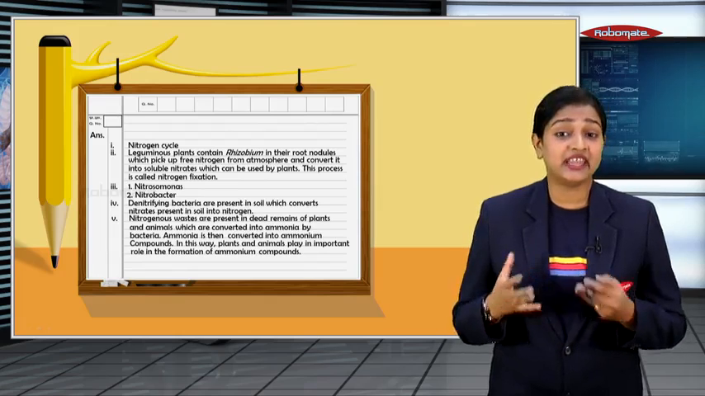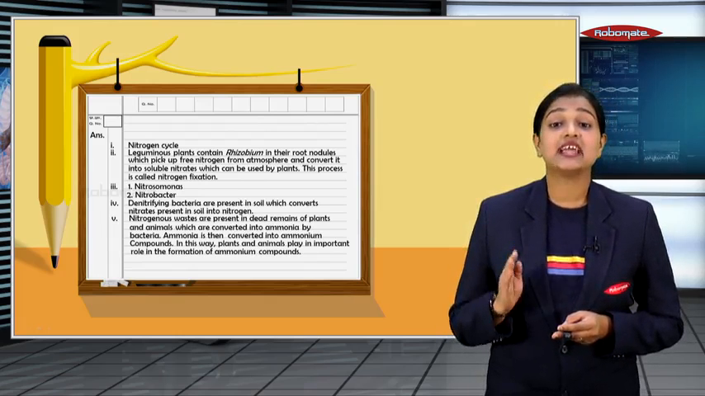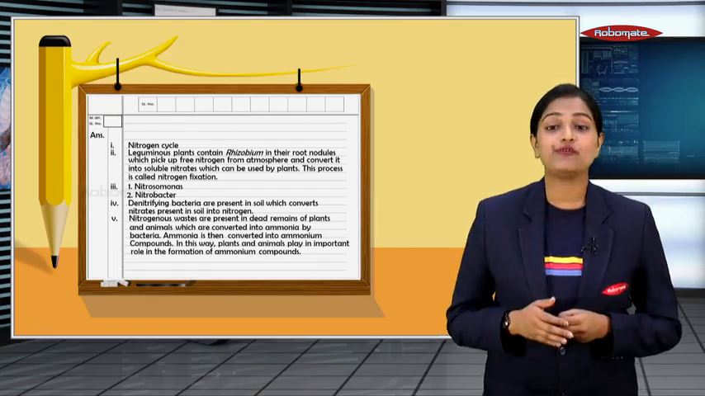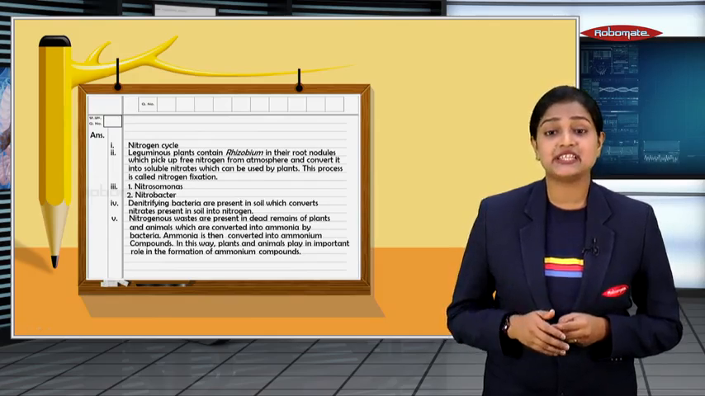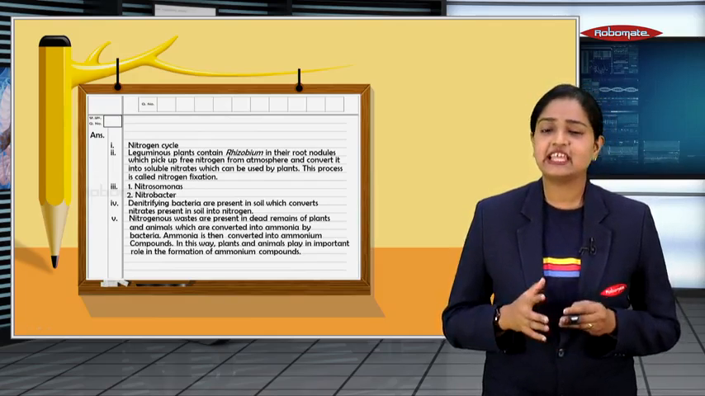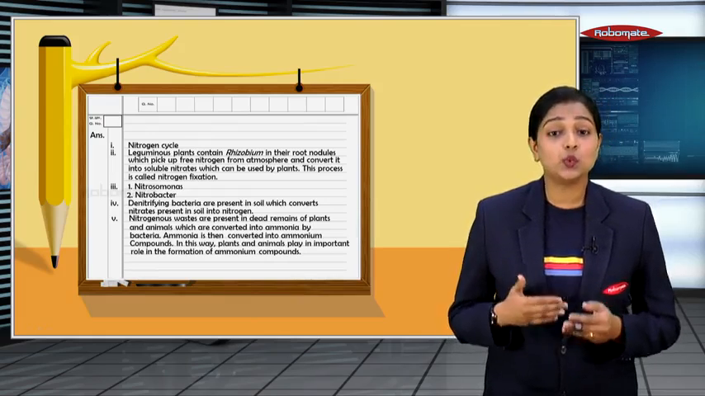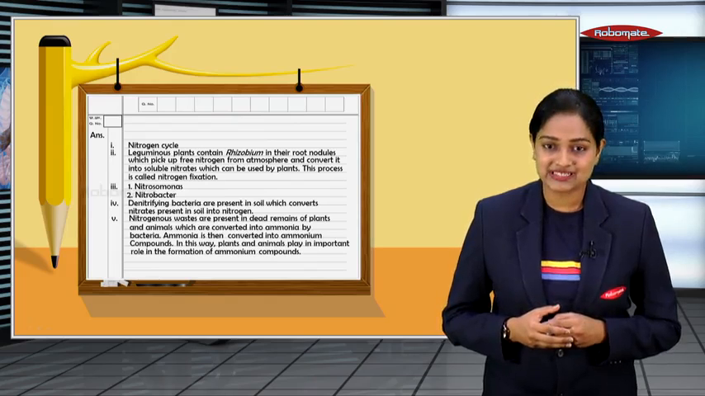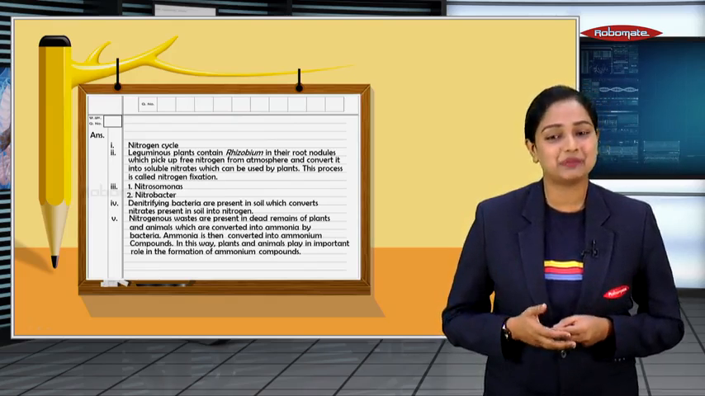The third question, where the name of the bacteria was asked which converts the ammonium compounds into nitrites, the answer is Nitrosomonas. The nitrites are then converted to nitrate with the help of the bacteria Nitrobacter. Fourth question, the denitrifying bacteria which are present in the soil convert the nitrates into nitrogen and send it back to the atmosphere. The next question, nitrogenous wastes are present in the dead remains of plants and animals which are converted into ammonia by the bacteria. Ammonia is later converted into ammonium compounds. In this way, the plants and animals play a very important role in the formation of ammonium compounds.